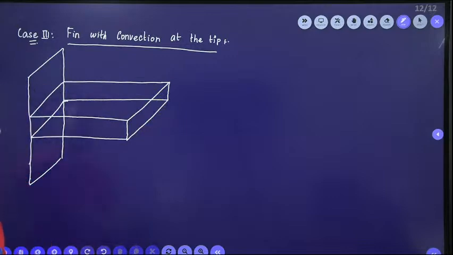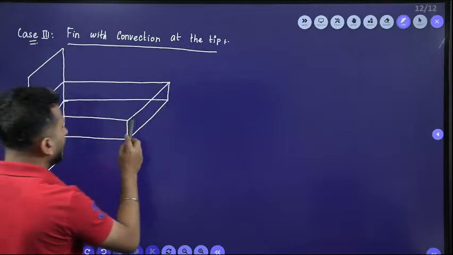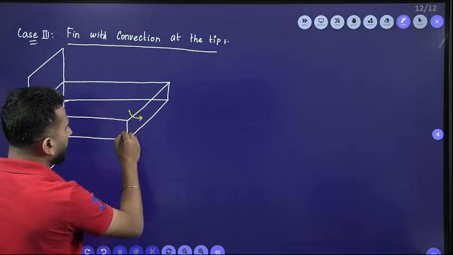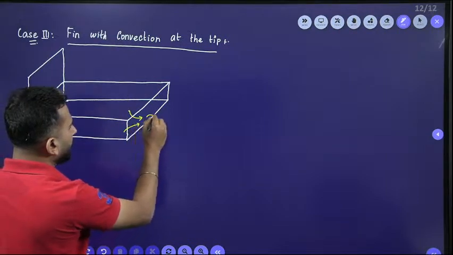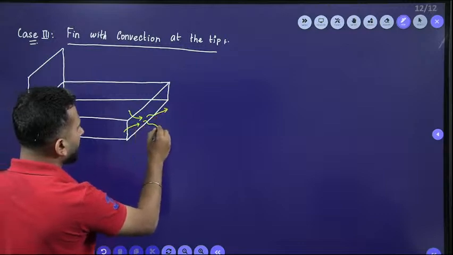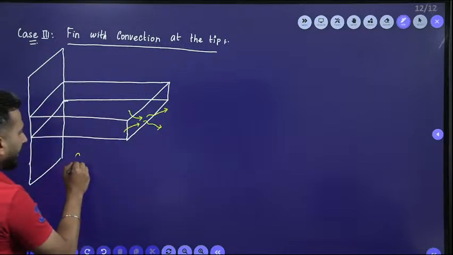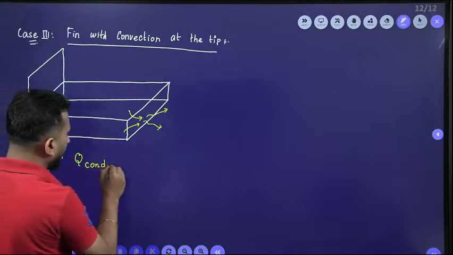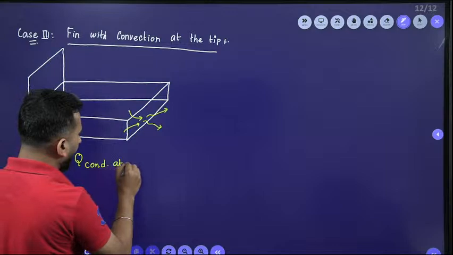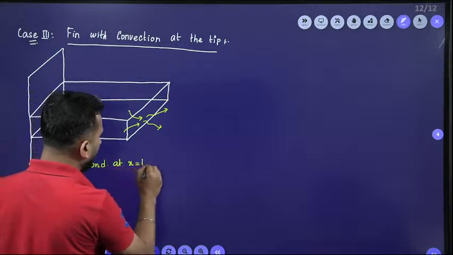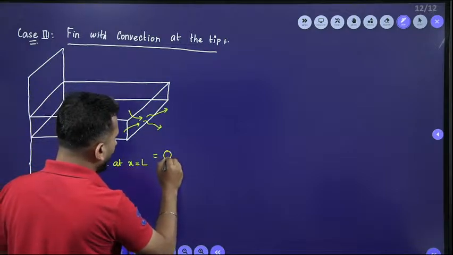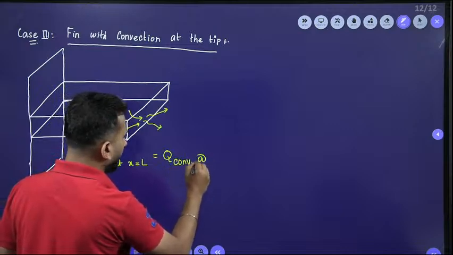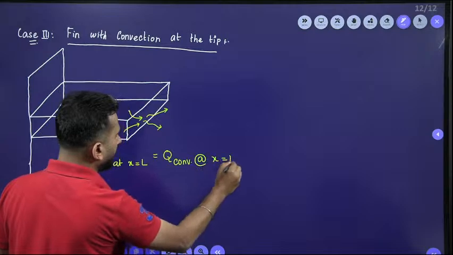There is the tip and from here convection. That means whatever Q is conducted over here, that is the heat convected from here. So, I can say that Q conducted at x equal to L is equal to Q convected at x equal to L.